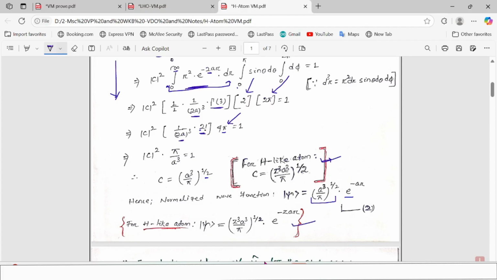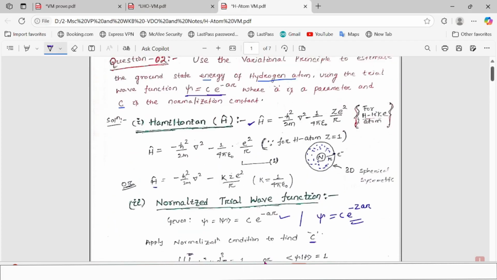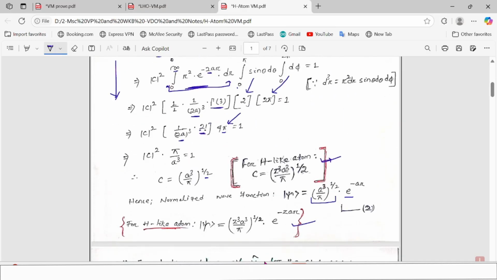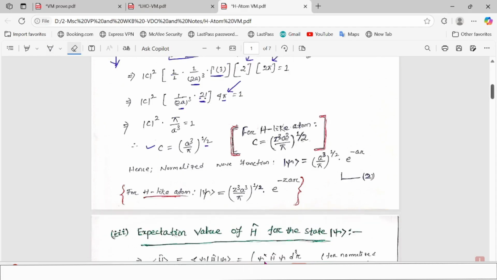But if the question asks about the hydrogen atom, there is no need to discuss the hydrogen-like atom. Directly you have to write that the Hamiltonian is this one, the normalized wave function of the hydrogen atom is this one, and the c value is this one. So no need to write these things. I have written these because in our forthcoming classes we are going to discuss the helium atom, and at that time it will be required.